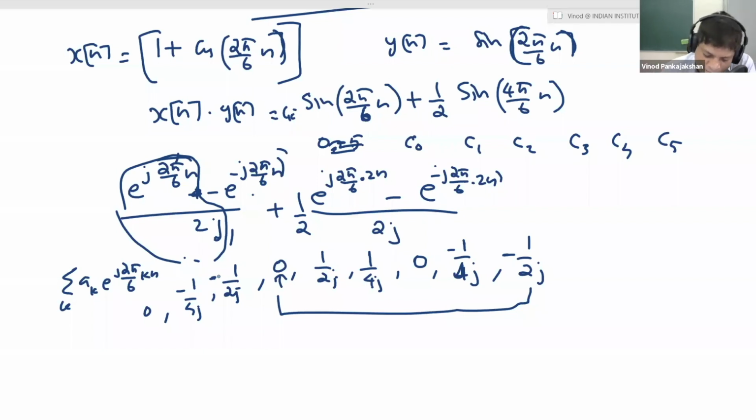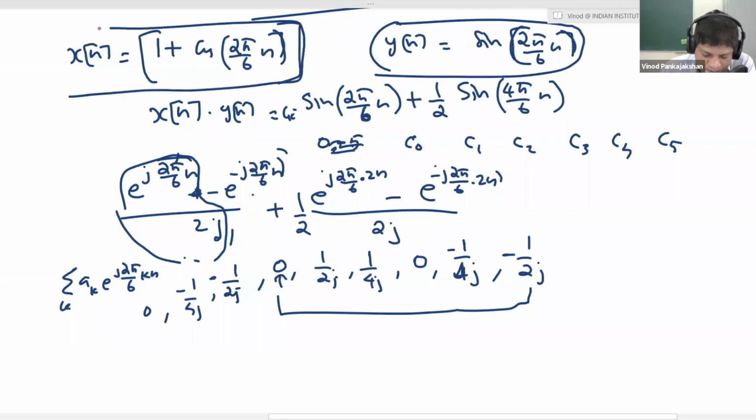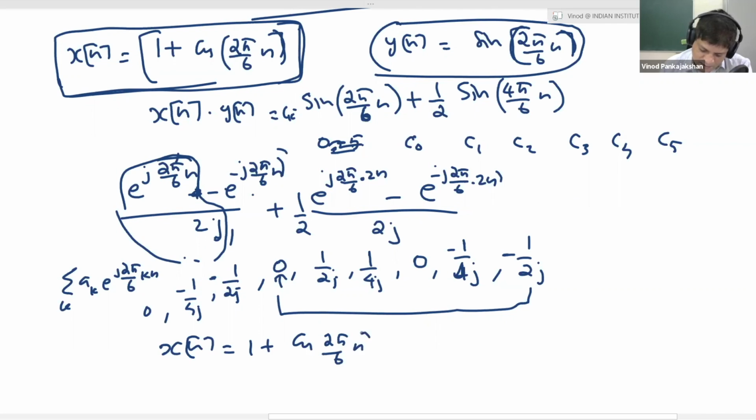Now let us do the periodic convolution of this. When you multiply these two signals, can you tell me what are the Fourier series coefficients of the first signal? I am taking xn as 1 plus cos 2 pi by 6n. Now we are applying the multiplication property. Let's say xn is 1 plus cos 2 pi by 6n, and its Fourier series with respect to period 6 is ak. What are ak?